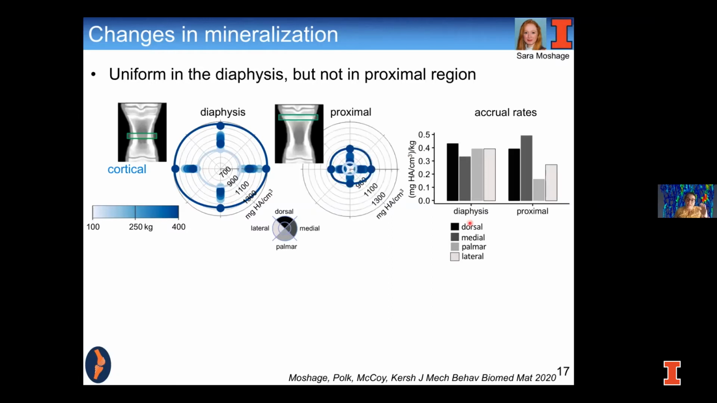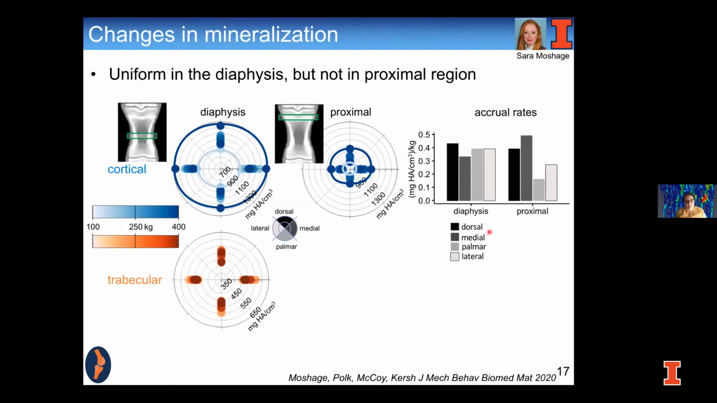Now, if we look at the proximal region, we see a small variation in that, right? And that's that the mineralization levels in the dorsal and medial quadrants, up here, the north and east quadrants, are higher than in the palmar and lateral quadrants. If we look at trabecular adaptation or trabecular mineralization rates, we see the opposite. So we see that trabecular bone starts highly mineralized when young and then becomes slightly less mineralized during growth.